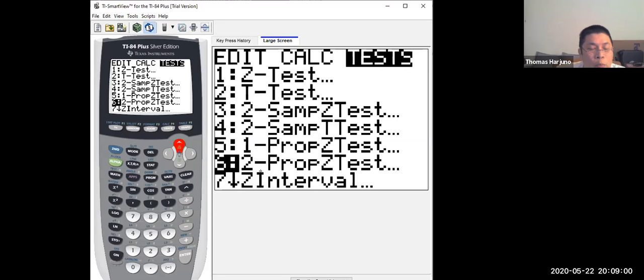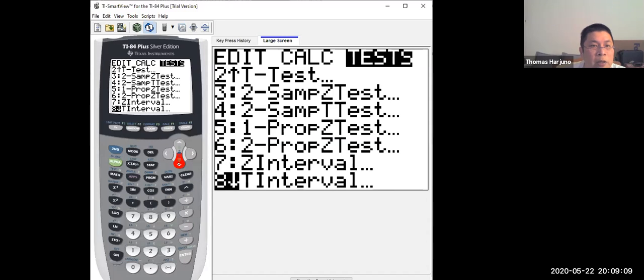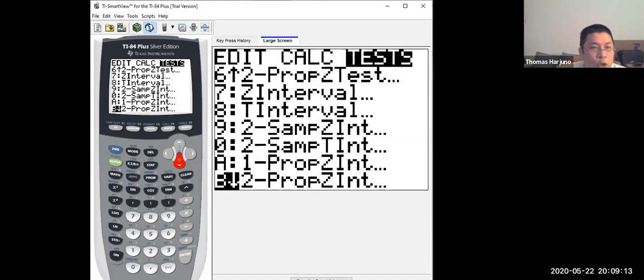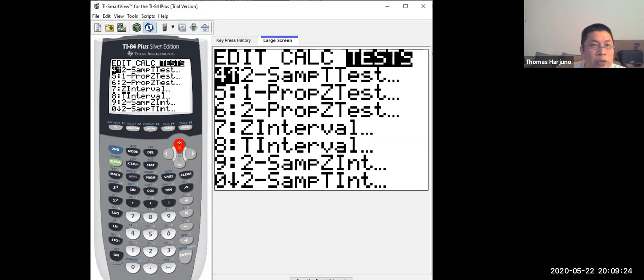We are comparing 2 proportions, and every time you deal with proportions, it's always Z test, always Z statistic, or if you do confidence interval, it will be 2 proportion Z interval. You never have 1 proportion T interval, never. You never have 2 proportion T interval, never. When it comes to proportions, it's always Z. So this is 2 proportion Z test.